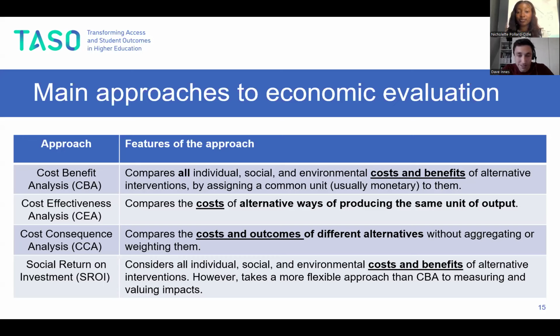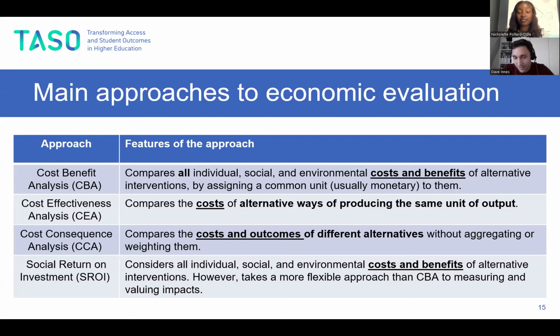Now, cost benefit analysis is about comparing all individual social and environmental costs and benefits of an intervention, but by assigning a common unit to them. And that's really important. Normally that is in terms of valuing them in monetary values. And that's really important in terms of valuing in a common unit, because it means we can say something about the size of benefits relative to the size of costs. And that's the key aim of cost benefit analysis.